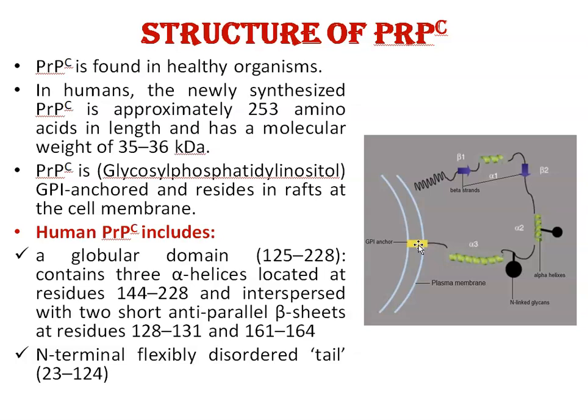So human PrPc includes a globular domain and an N-terminal flexible disordered tail. The globular domain contains 3 helices. You can see here this green colored structure, alpha 1, alpha 2, and alpha 3, located at residues 144 to 228 and interspersed with 2 short anti-parallel beta sheets, these two blue colored arrows, at residues 128 to 131 and 161 to 164.